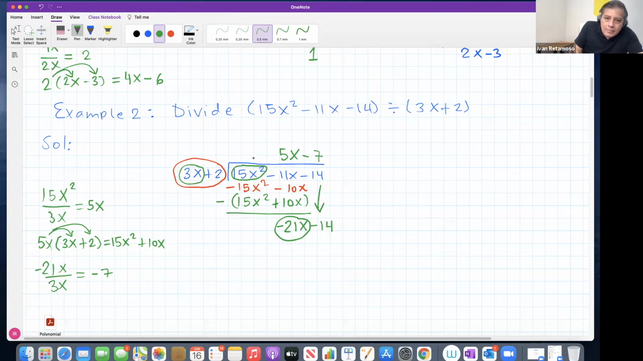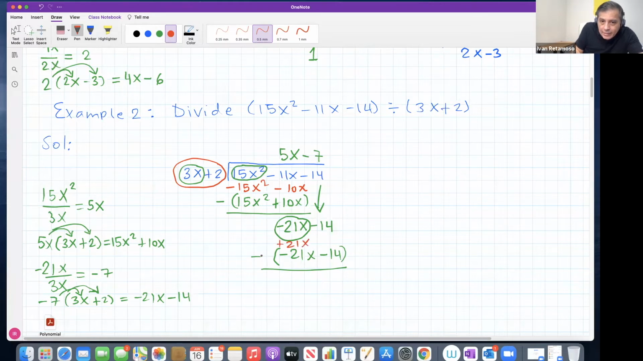Then minus 7 must be multiplied by the whole divisor. So minus 7 times 3x plus 2. What's this? Minus 21x, negative 7 times 2, minus 14. This binomial, you write it here. Aha, this time I got exactly the same binomial. Look, exactly the same. So it's not hard to see that this will be 0 and also this will be 0, because once you distribute the negative sign, this becomes plus 21x, plus 14, 0, 0. So nothing left, 0.